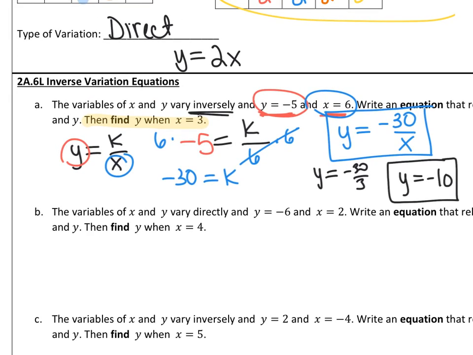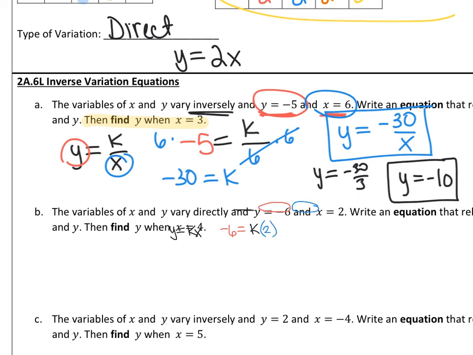The variables of x and y vary directly. If it says vary directly, we're going to start with y equals kx. And it says that y equals -6 and x equals 2. We're going to write an equation that relates these two to each other. So we have -6 equals k times 2.